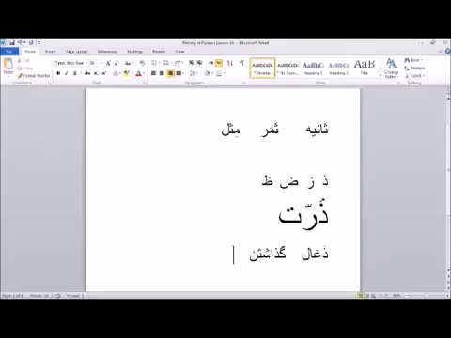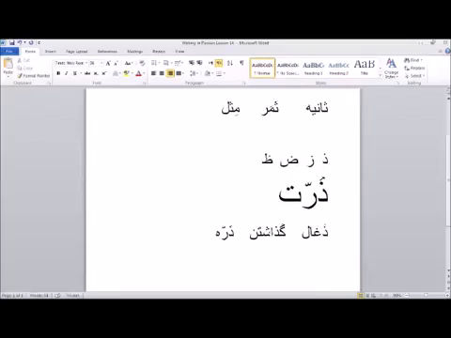One more example would be ذره. Okay, ذره. So z, a, r, and we just write down one re and we put this on the top, gemination on the top. ذره means just a piece or atom, a very small piece of something.